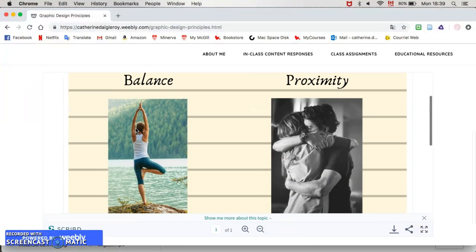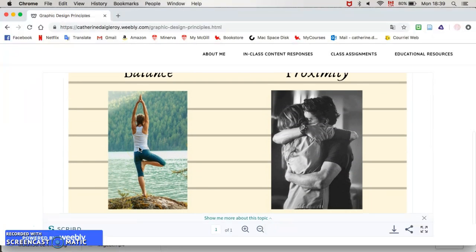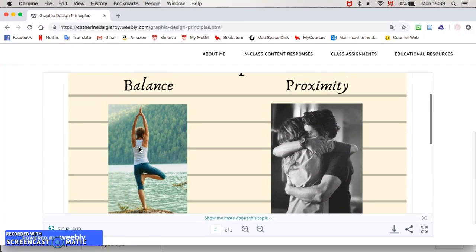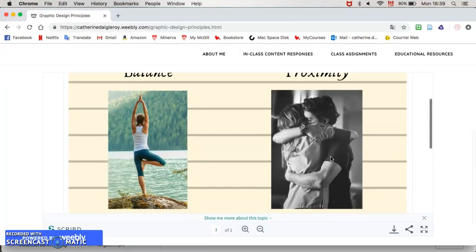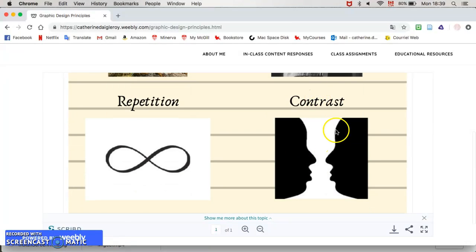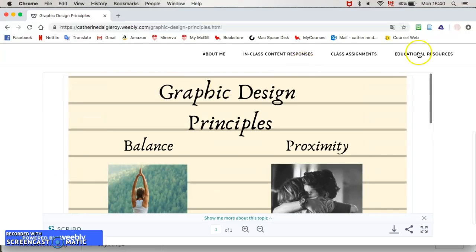For balance, for example, I chose this girl who is doing a yoga position, which represents balance for me. For proximity, two individuals hugging, demonstrating love. So it's really proximity for me, I believe. We also have contrast right here, where it's black and white, and repetition, which when I think of it is something that's always coming back, just like a wheel, or like an infinity sign. So this is why I put that up.